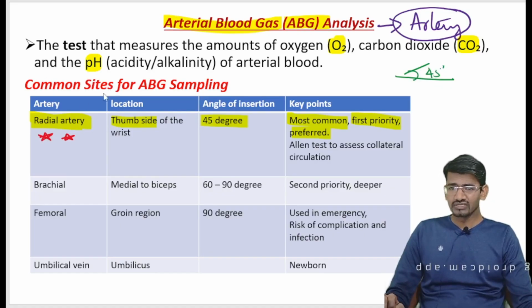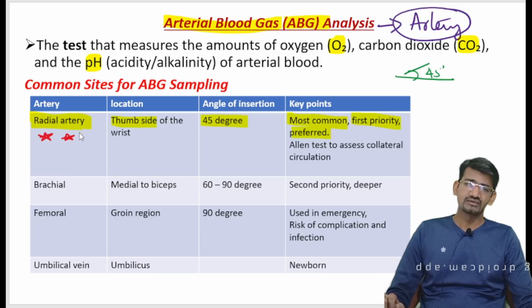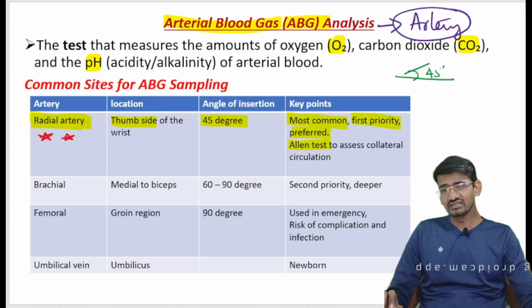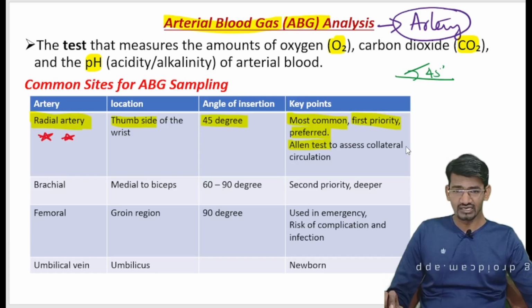One thing we should remember: when you are taking radial artery blood for the ABG, we should do the Allen test before we consider this artery for taking the blood sample. So what is the Allen test? The Allen test is usually used to assess the collateral circulation, or the patency of the ulnar artery.